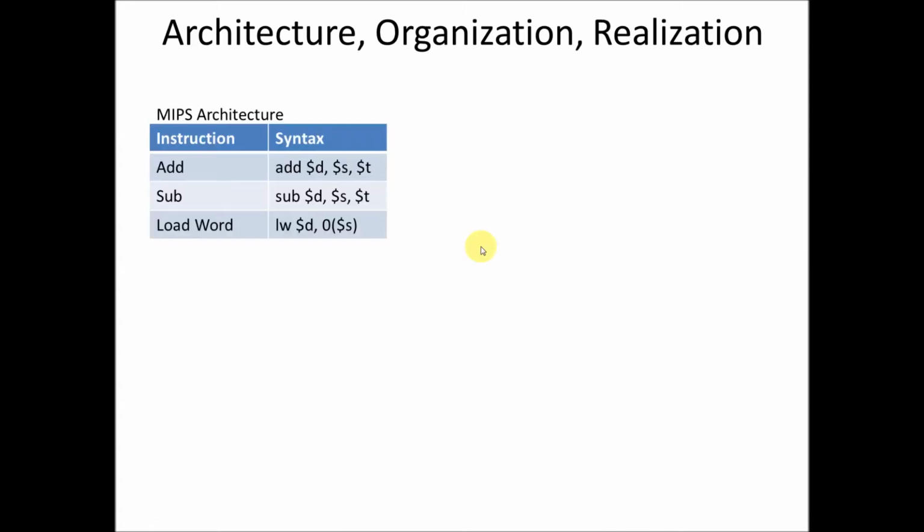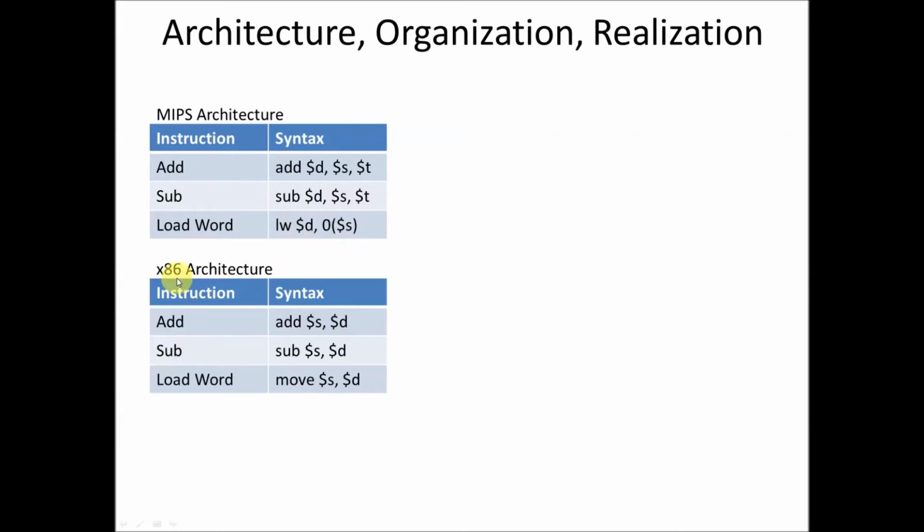Now in architecture, organization, and realization, what we're talking about is different levels of design in the processor. The first level is the architecture, where we're talking about the instructions that are available to the programmer or to the compiler. In the MIPS architecture, the add, sub, and load word instructions look like this, where they have a keyword add, destination, and two sources. The load word has a destination and a pointer with an offset, right?